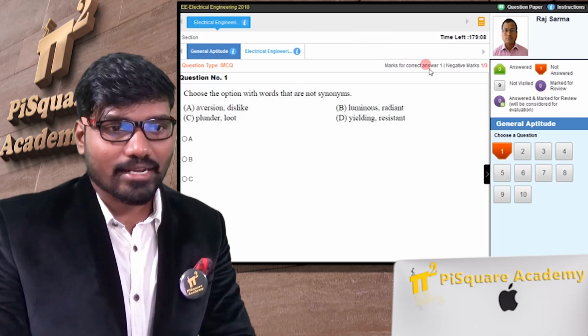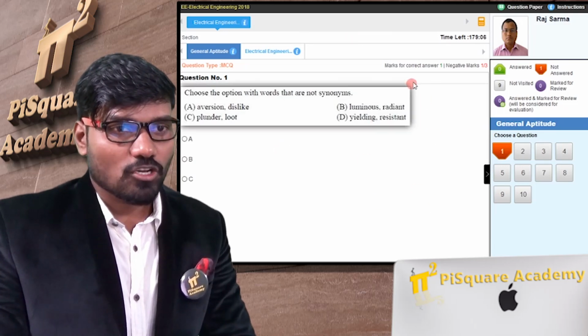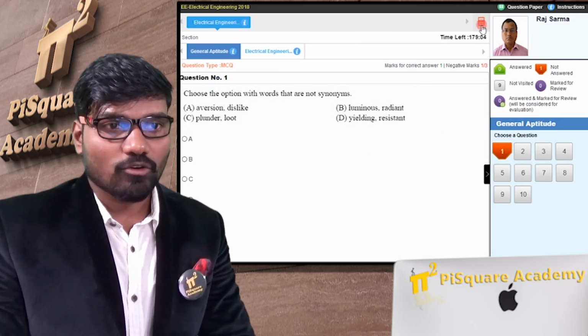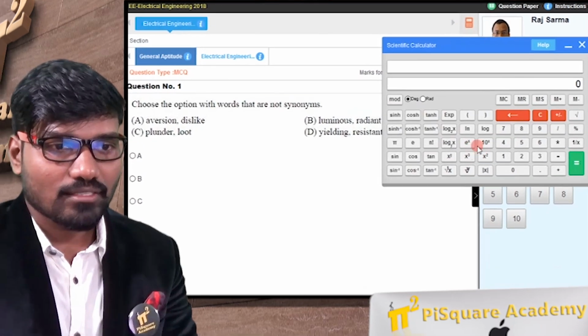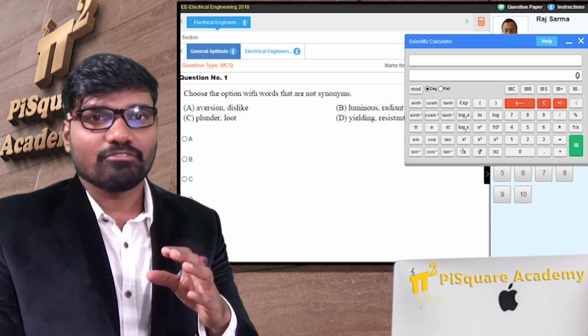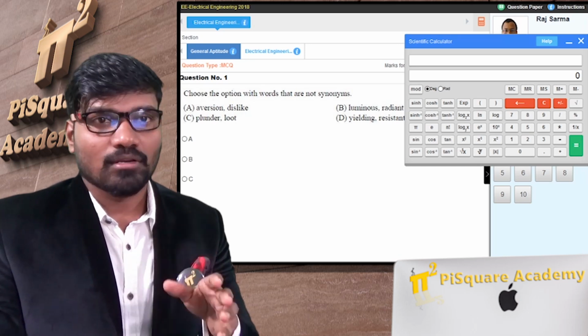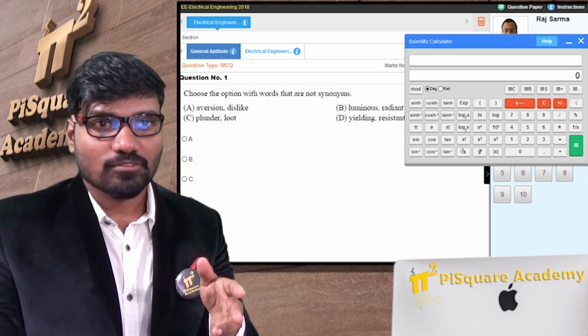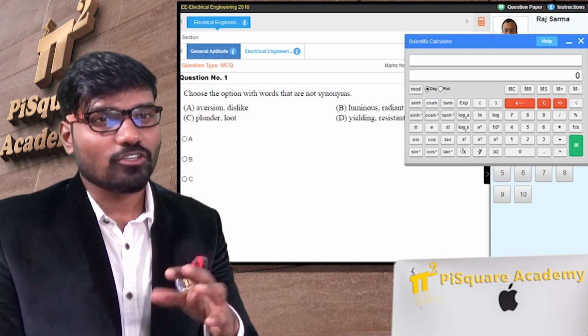See here, this is a Gate mock test. On the right side top, you will see the on-screen calculator. If you click it, this is a basic scientific calculator which will be provided on screen. For each and every question, this option will be available, including aptitude questions also. It is up to you whether you want to use it or not.